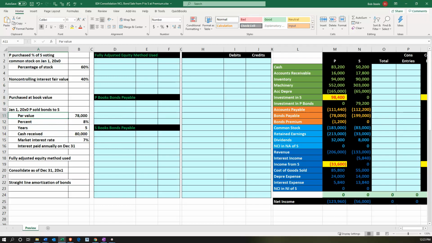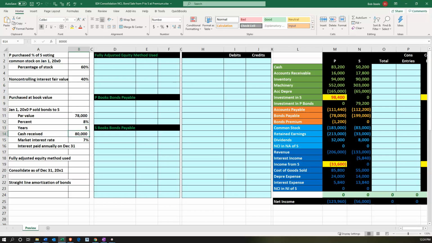So let's think about the item. It's as of January 1st, 20X0. That's when P sold the bonds to S. The par value is going to be the 78,000 of the bonds. The percent is going to be 8%, that's what's actually on the bonds. The term is going to be 5 years. The cash received was 80,000.